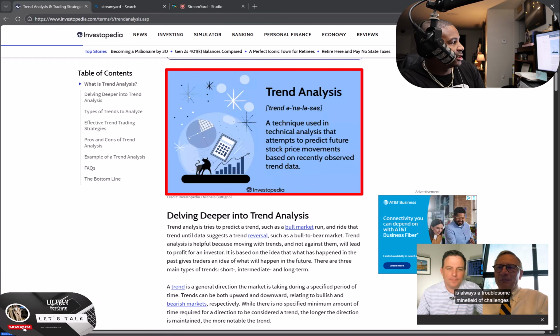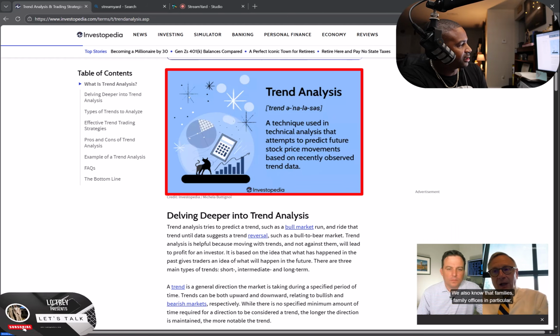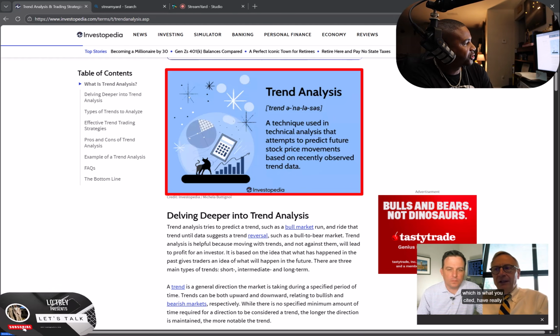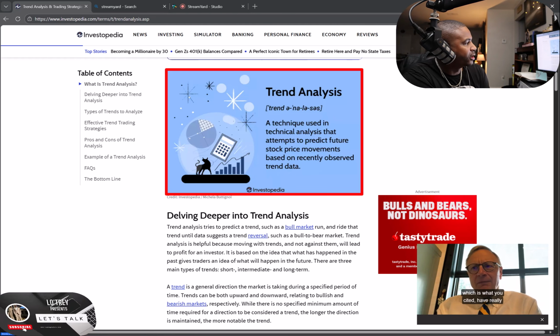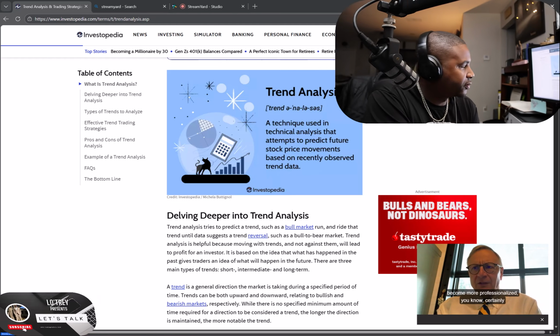Trend analysis is a technique used in technical analysis that attempts to predict future stock price movements based on recently observed trend data. Like I said in the beginning, when you pull up a chart of a stock, there are only three directions it can go: up, sideways, and down.